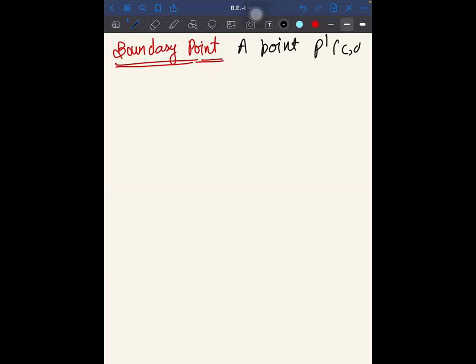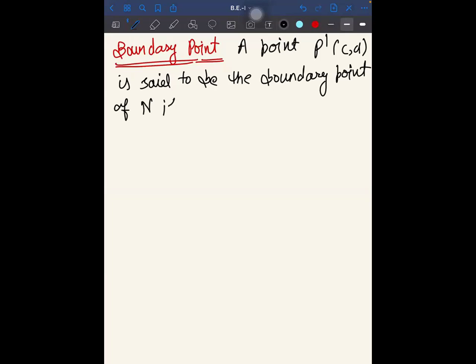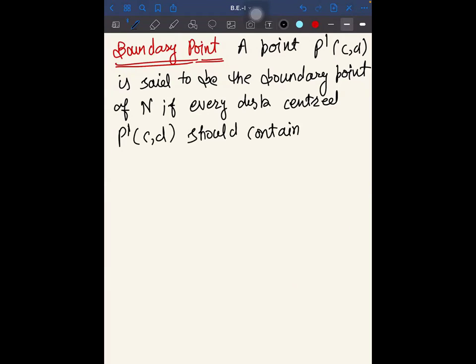So a point P dash CD is said to be the boundary point of N if every disk centered at CD, P dash CD should contain points from set N as well as outside the set. Is it okay?